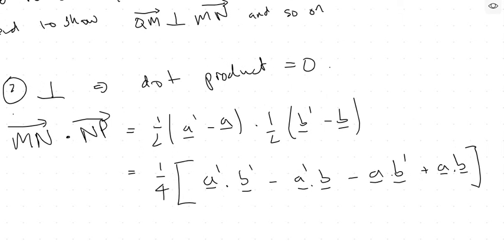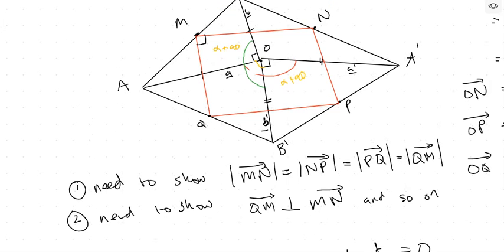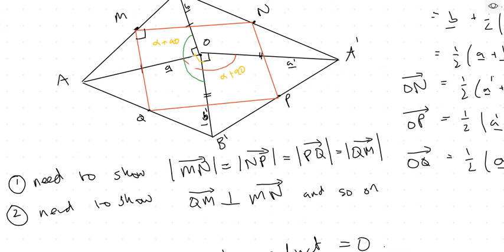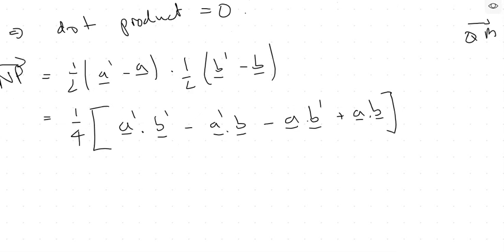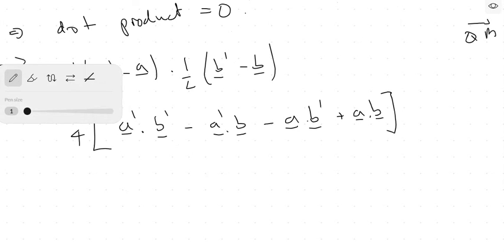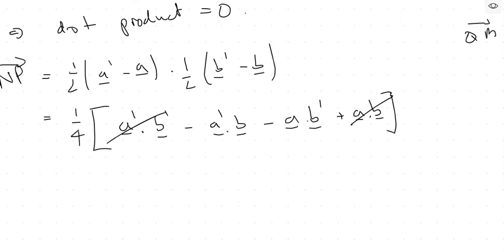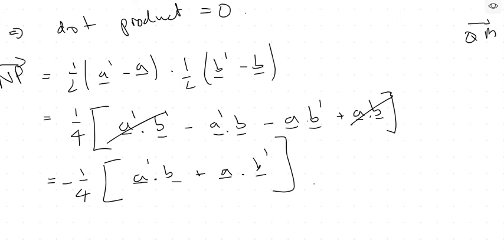Okay, we know a few of these. We know that A dotted with B is 0 and A dash dotted with B dash is 0, because we're told that they're right angles. So we're left with minus a quarter A dash dot B plus A dot B dash. And the next thing we need to do is show that this is 0.